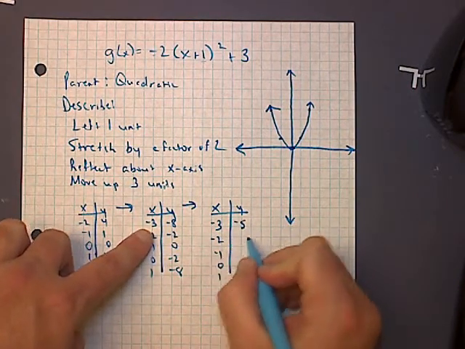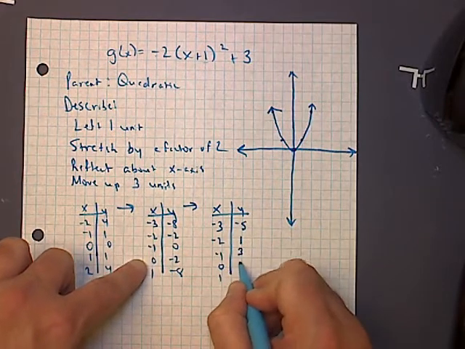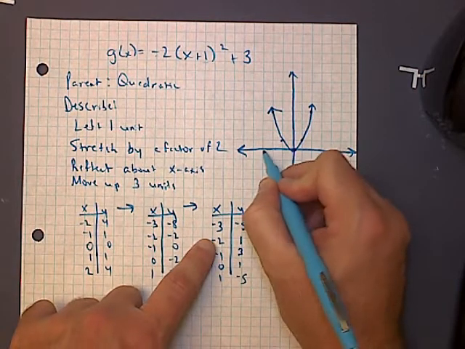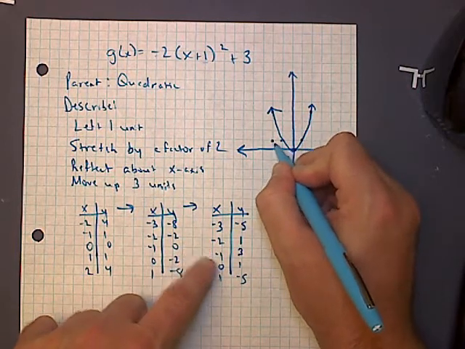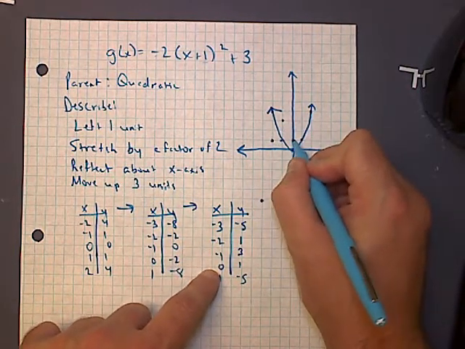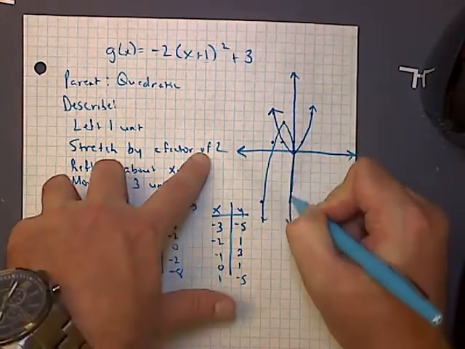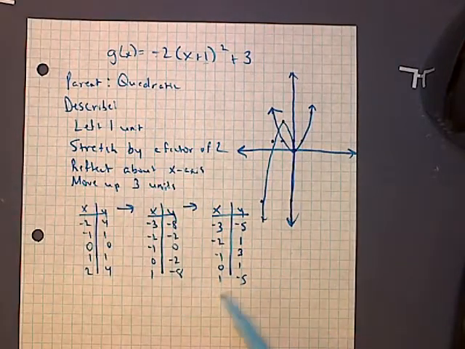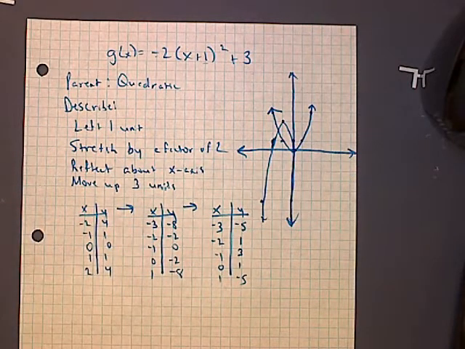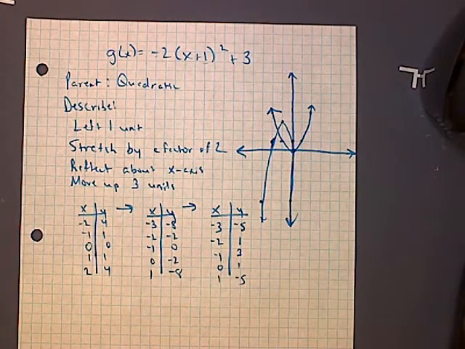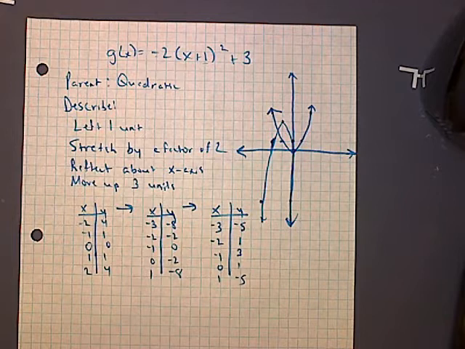That's going to be negative 5, 1, 3, 1, and negative 5. Now I'm going to graph this. And my answer does make sense. It reflected. It moved to the left some and up 3. So that is my transformation for this parent function, the quadratic function. Take a moment to look at that.